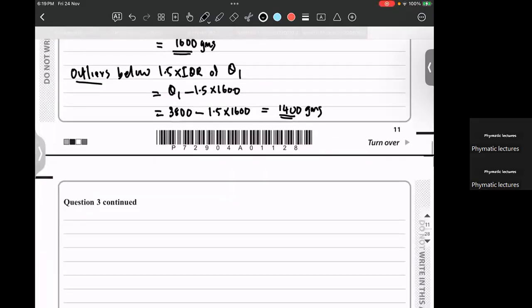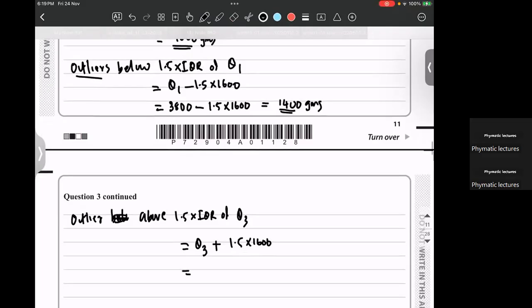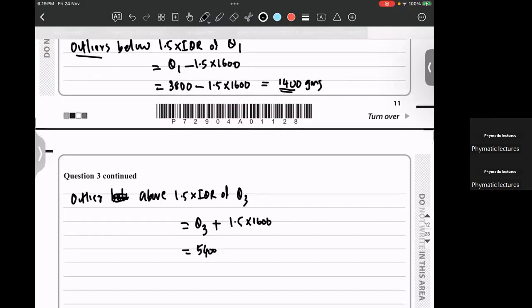And outliers above 1.5 times the interquartile range of the upper quartile. So that is Q3 plus 1.5 times 1,600, because the interquartile range is 1,600, right? So the upper quartile itself is 5,400 plus 1.5 times 1,600. That value we will get as 7,800.